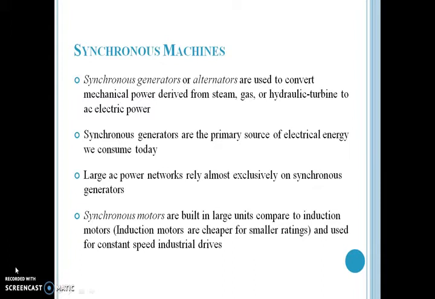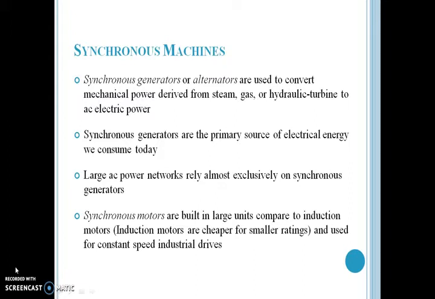The synchronous generators or alternators are used to convert mechanical power derived from steam, gas or hydraulic turbine to AC electric power. Also, synchronous generators are the primary source of electrical energy we consume today. Large AC power networks rely almost exclusively on synchronous generators. And synchronous motors are also there, and they are also built in large units compared to induction motors.